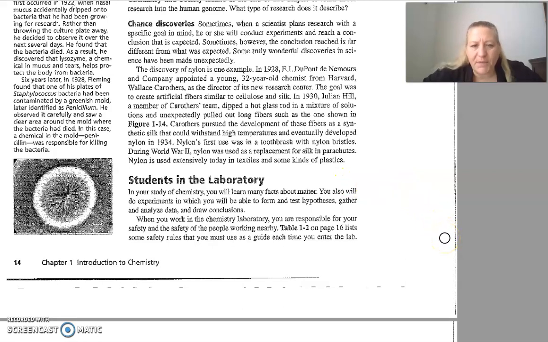Students in the laboratory. In your study of chemistry, you will learn many facts about matter. You will also do experiments in which you will be able to form and test hypotheses, gather and analyze data, and draw conclusions. When you work in the chemistry laboratory, you are responsible for your safety and the safety of the people working nearby. Table 1-2 on page 16 lists some safety rules that you must use as a guideline each time you enter the lab.